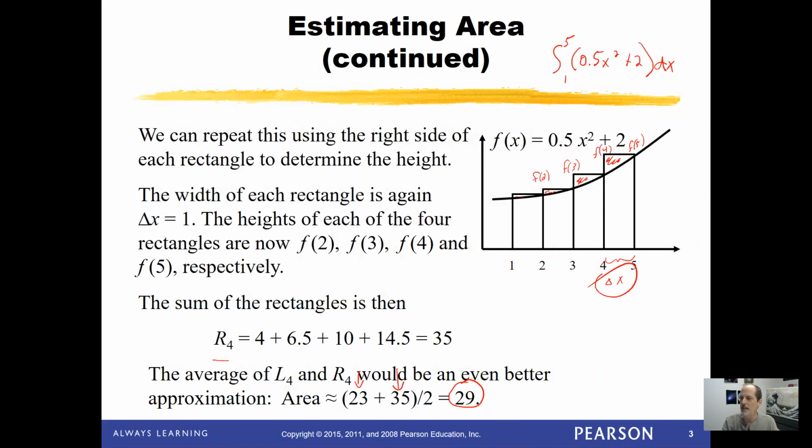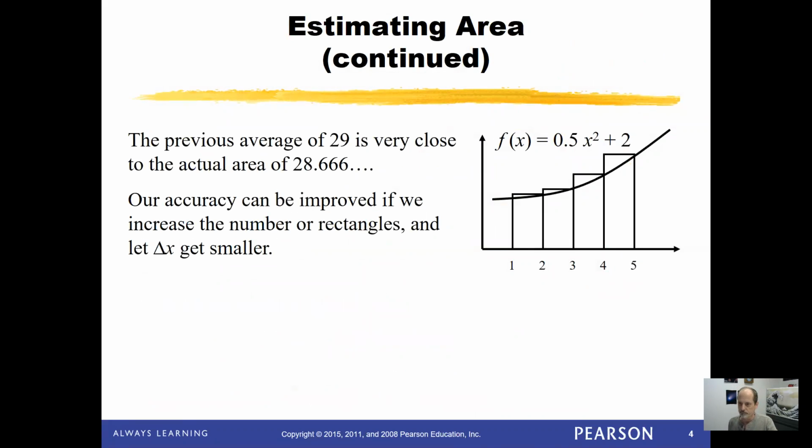Okay, so just imagine what's going to happen here if I keep shrinking the size of delta x, or if we make dx infinitesimal, that's a hard word to say, infinitely small. Then what's going to happen? Okay, so the actual area, although we estimated it to be 29, the actual area under that curve is 28.6 repeating, which is pretty accurate.